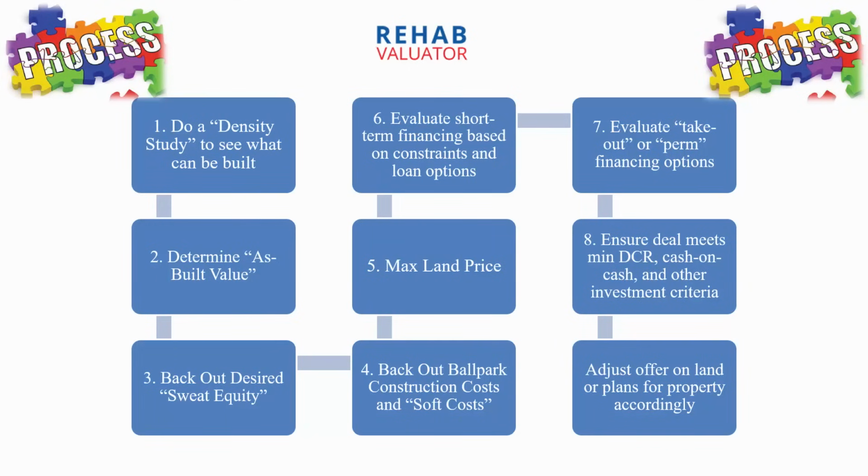First of all, when you're looking at a piece of land, what we typically do is a density study to see what can be built on it. Then we determine the as-built value of the building that can be built on the land. Then, step 3, back out desired sweat equity. Step 4, back out ballpark construction costs and soft costs. Step 5, that gets me to my max land price.